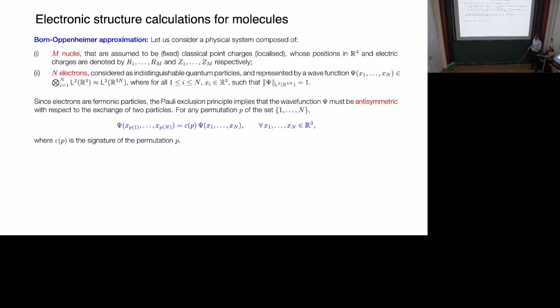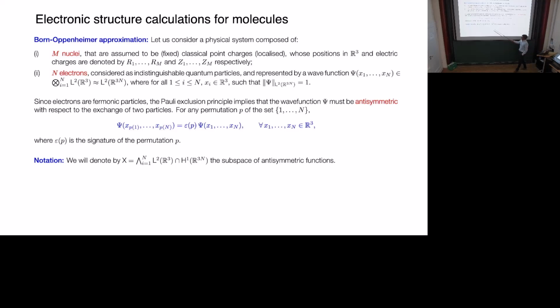Since electrons are fermionic particles, the Pauli exclusion implies that the wave function must be antisymmetric. What does that mean? If I do a permutation, so you can think of just swapping two positions, you must have a -1 here. If you swap twice, then you get a +1. So this is the signature of the permutation P. This is the intrinsic nature of fermions, and electrons are fermions.